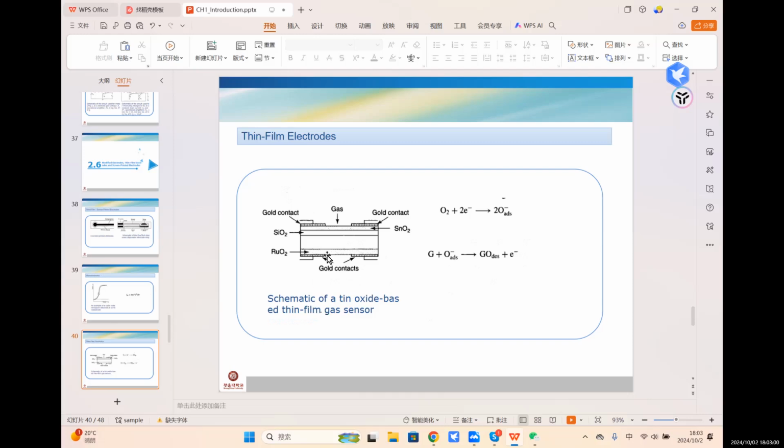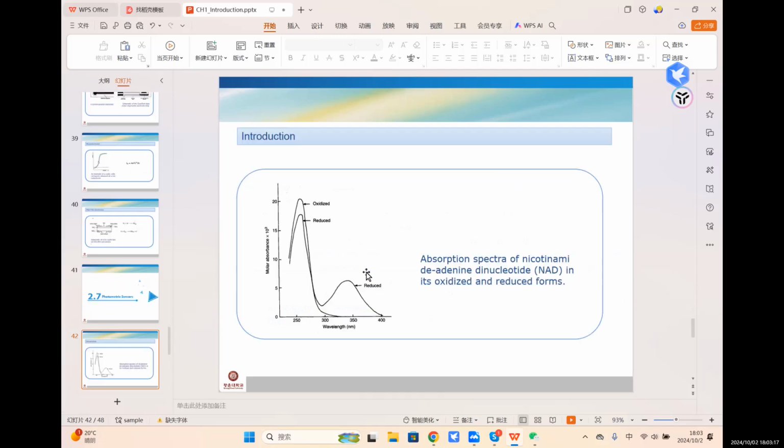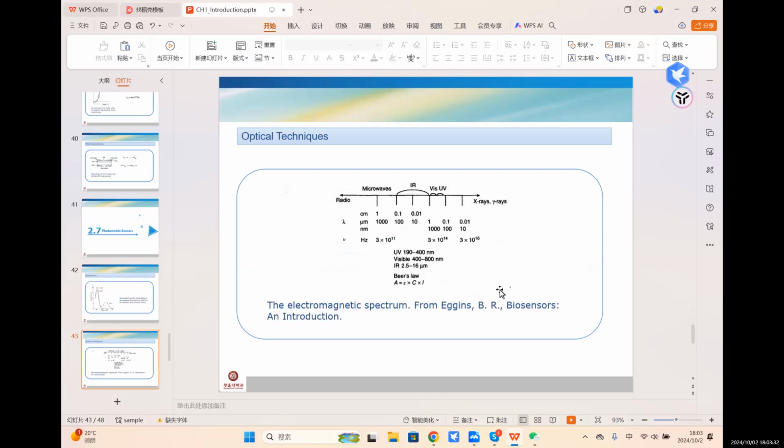So this is a thin film electrode. Schematic of a tin oxide based thin film gas sensor. And this is the last title, optical sensors. Introduction, absorption, a structure of nicotinamide in its oxidized and reduced forms. And this is the optical techniques, and this image is the electromagnetic spectrum.